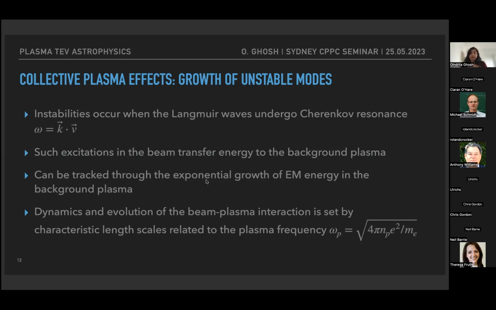So the dynamics and evolution of these interactions are typically set by characteristic length scales that are related to the plasma frequency. This is an important quantity to remember, because the rate at which the energy is drained from these pair beams into the background plasma depends on the growth rate of these instabilities, and they are typically of the order of the plasma frequency in question. So for the intergalactic medium, the electron density, which would give you the plasma frequency, is of the order of 10 to the minus 7 per cubic centimeter or so.